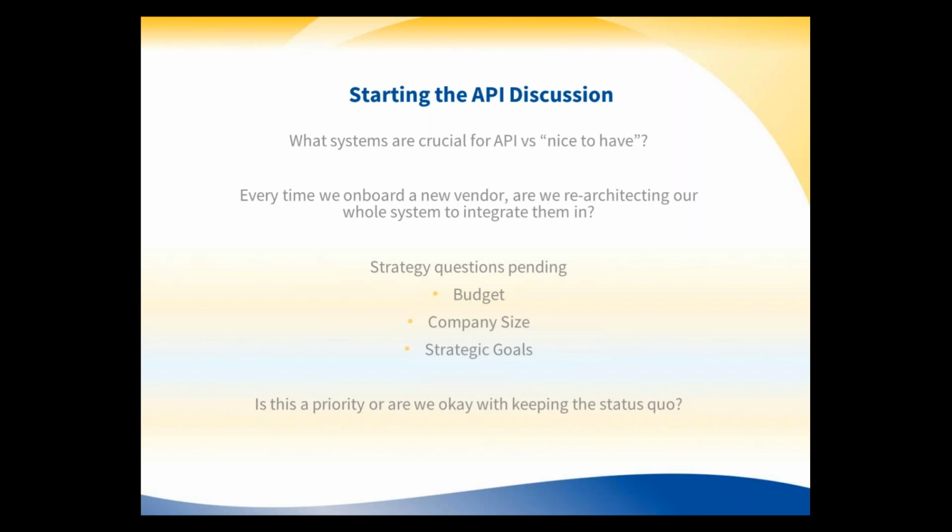So the strategy questions you want to start asking yourself as we go through the technical aspects later on in this presentation is, what current budget is available to really streamline some of these processes? Does it fit with your current company size, and does it fit with your current strategic goals? So the last point I want to make is, API strategy, is it a priority currently, or are you okay with the status quo? So we're going to pass it on over to Brent, who is going to talk about where APIs are in the current mortgage industry, and we'll see how it's impacting everyone's businesses. So over to you, Brent.